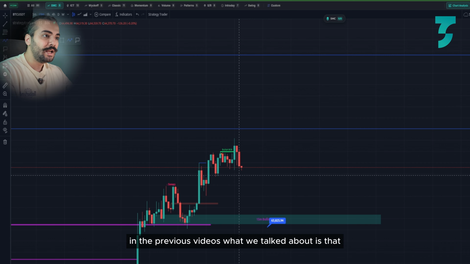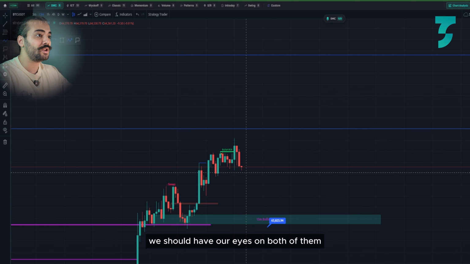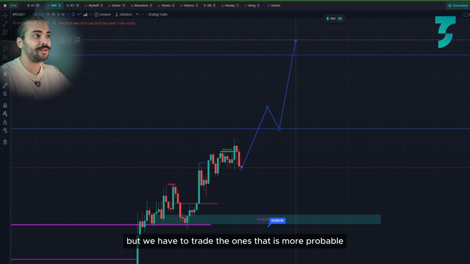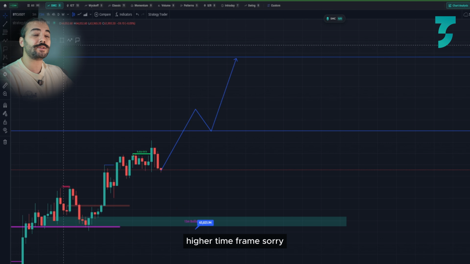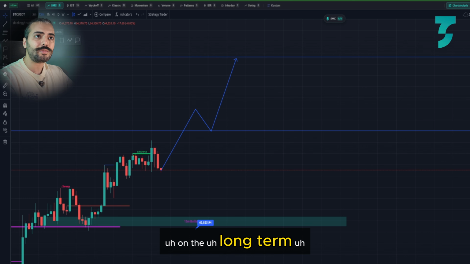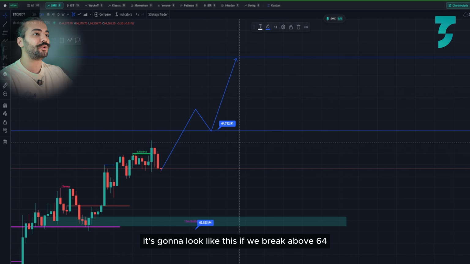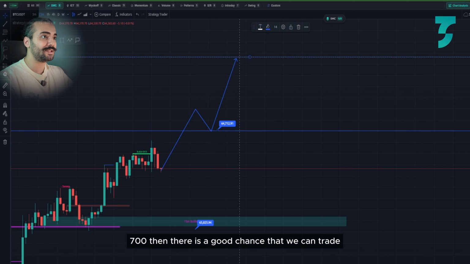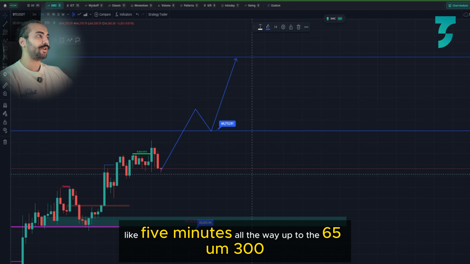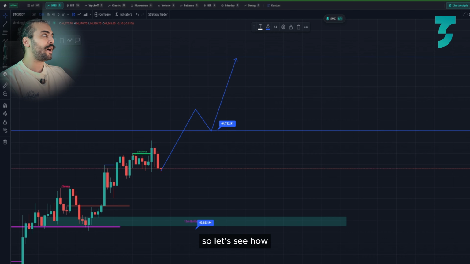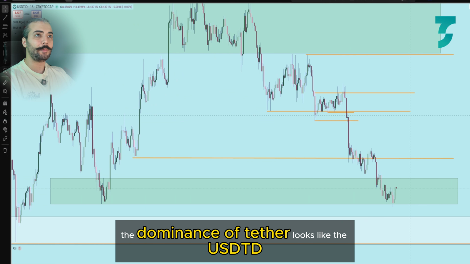What we talked about is that these are the two scenarios, but this is more probable. So we should have our eyes on both of them, but we have to trade the one that is more probable. So if we want to go with the higher time frame, on the long term, the long position is going to look like this. If we break above 64,700, then there is a good chance that we can trade on the lower time frame, like 5 minutes, all the way up to 65,300.